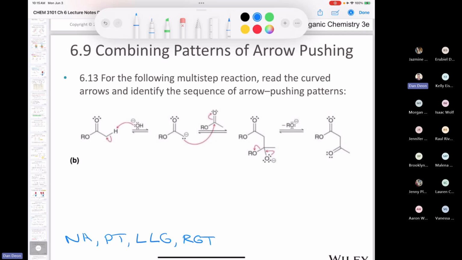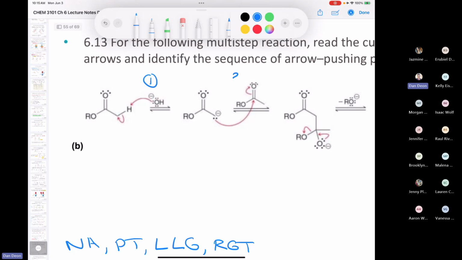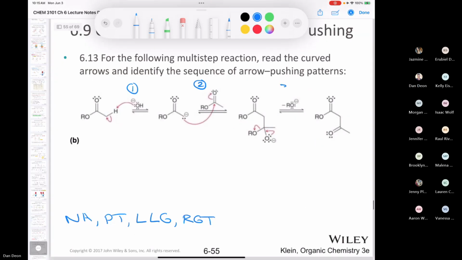Okay, so we've got a total of 1, 2, 3 steps occurring here. Could anybody tell me which one of these 4 patterns is occurring in the first step? I'll give you a clue. There's only one of them occurring. There you go. It's a proton transfer in the first one. Exactly. So it's a proton transfer, right?